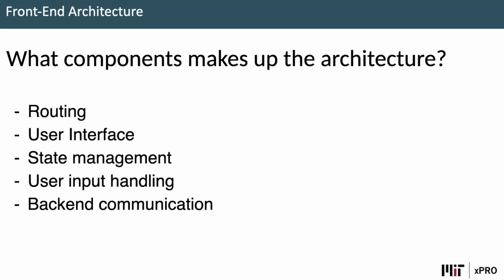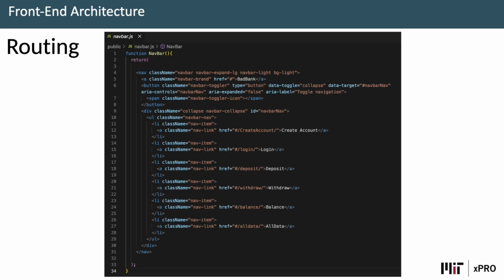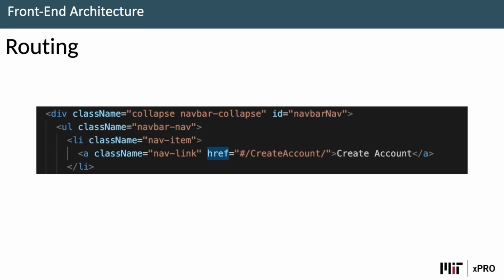To best illustrate the front-end architecture, I will individually go over the routing, UI, state management, user input handling, and back-end communication. To reach the deposit page, the front end relies on routing. A key part to routing is the navigation bar that we see here taking us to all the different components of the app. Taking a look at the navbar.js code, we see the href attributes in each A tag, specifying the deposit, withdraw, and all other components in my public directory. These href values could be URLs as well.